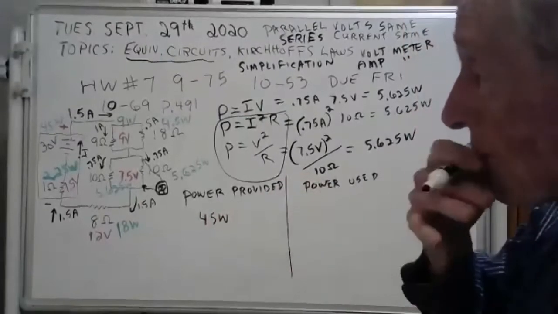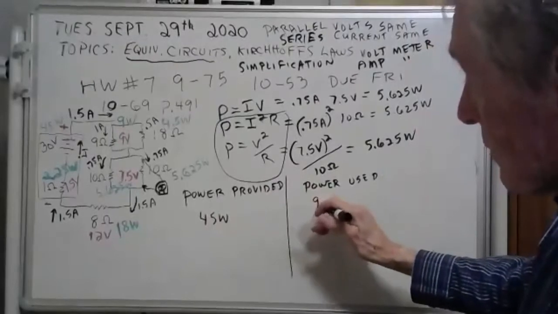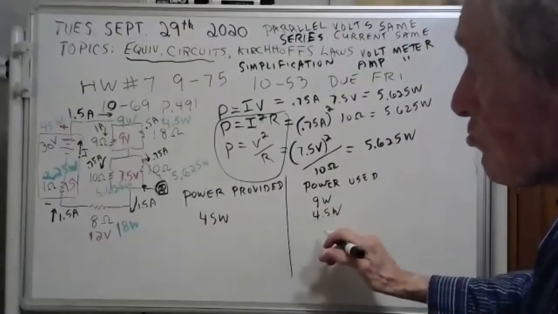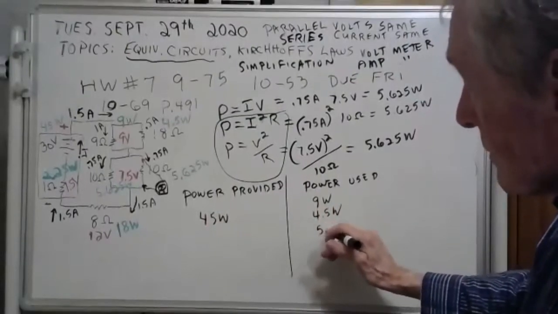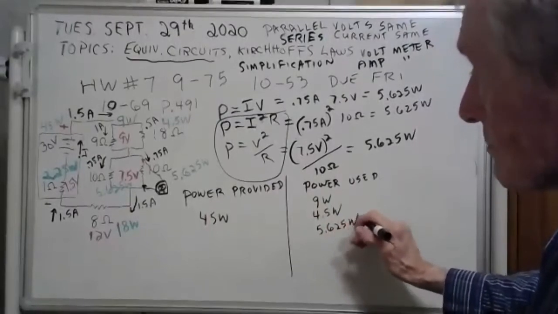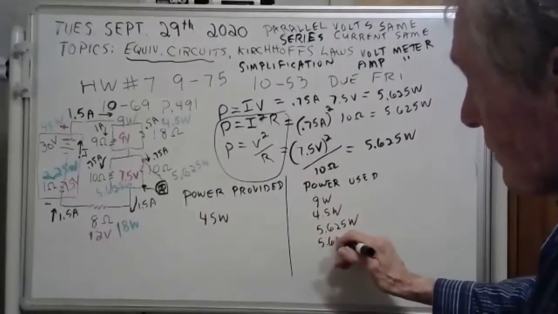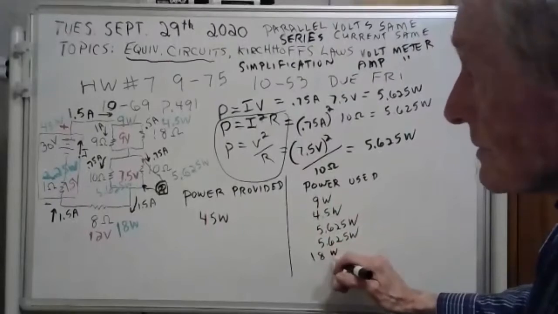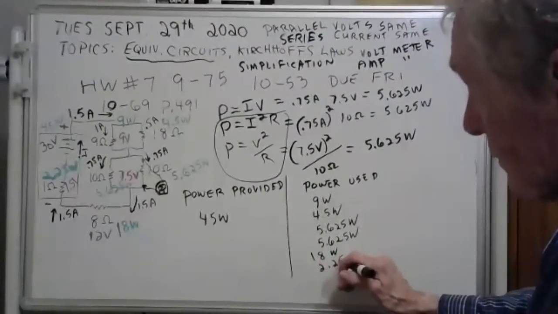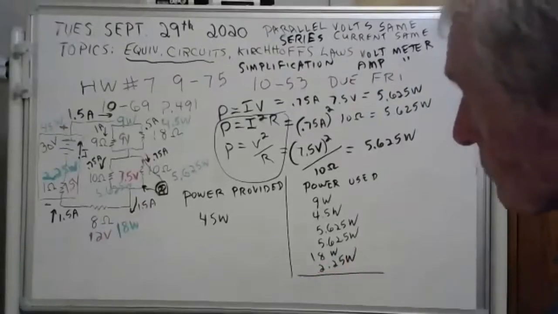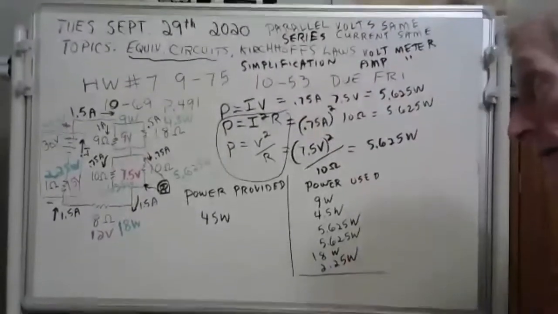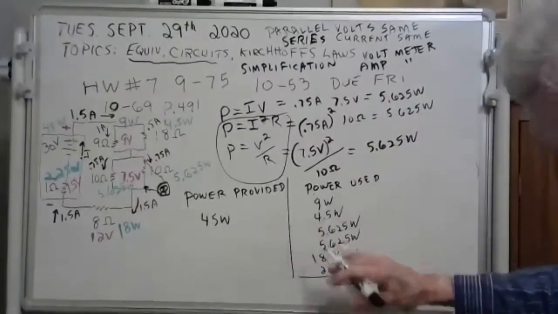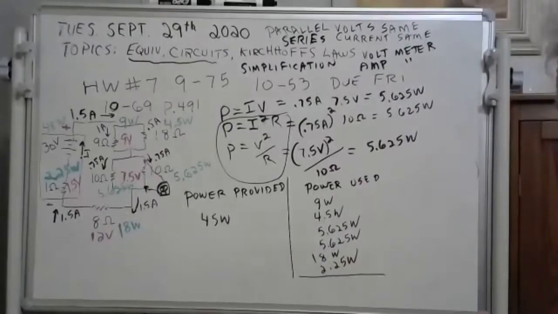Now let's list all the power that's being used. Well, you got 9 watts, 4.5 watts, 5.625 watts, 5.625 watts, 18 watts, and 2.25 watts. Now, if you add all those up, it's got to equal the power provided. Get your calculators and add all that up, and let's see what we get.